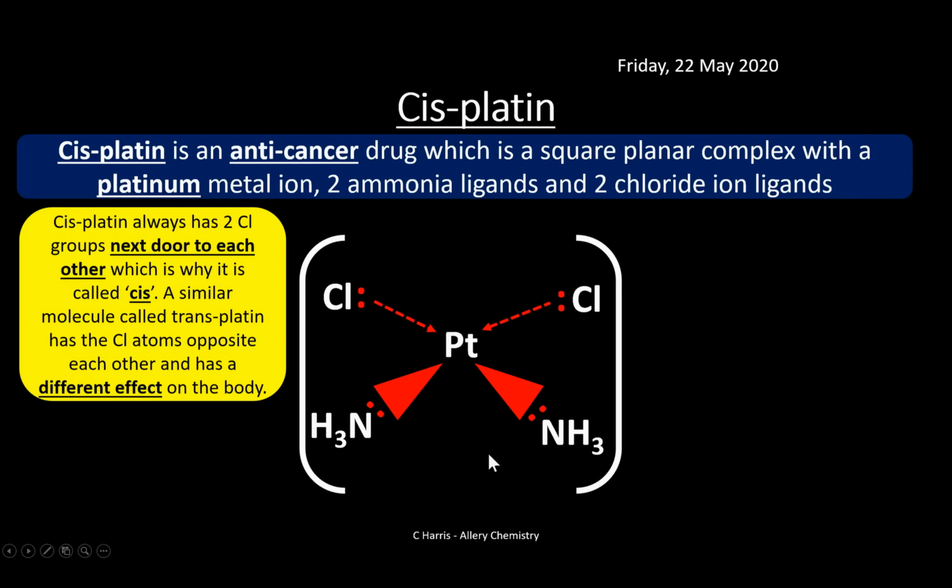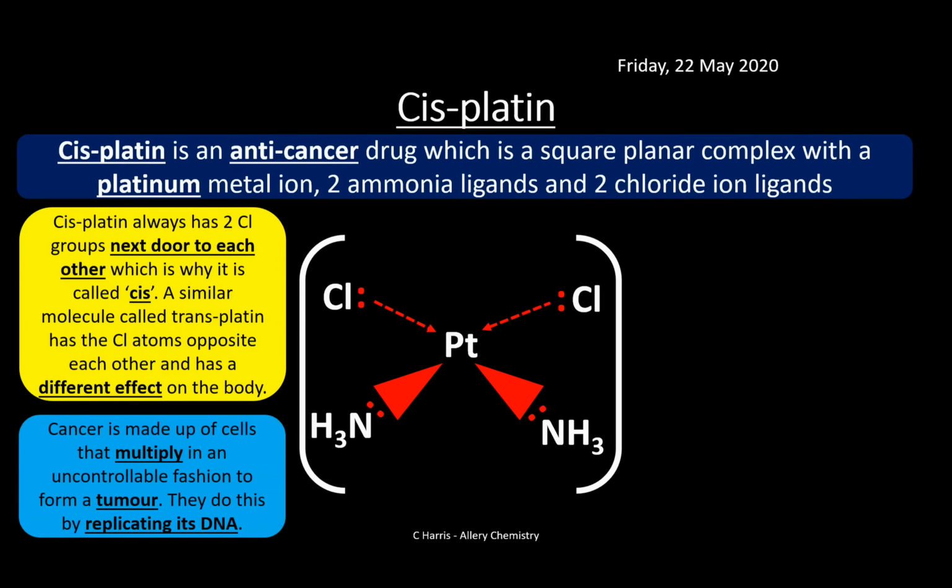So we have this very specific shape here. Cisplatin is an anti-cancer drug. Transplatin isn't. If we had the molecules opposite each other, then it wouldn't be an anti-cancer drug. So it's really important that it is structured that way. Okay, so cancer, what is cancer?